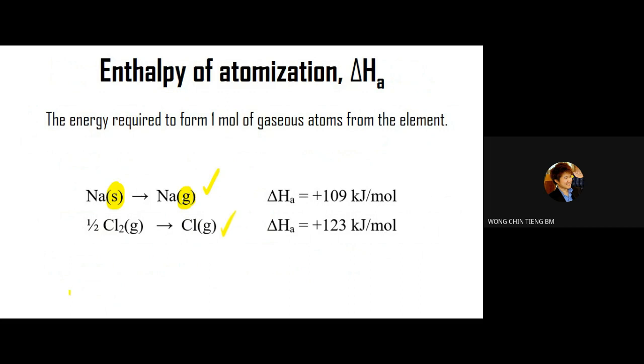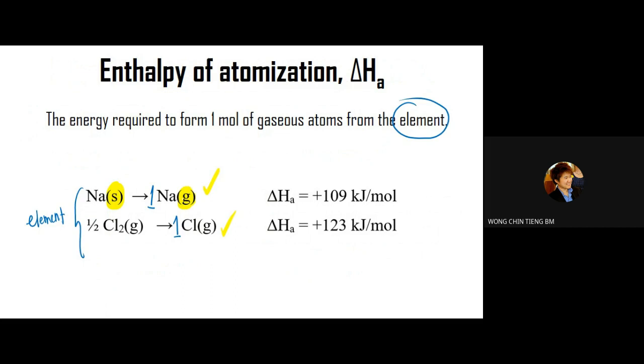For enthalpy of atomization, looking at your definition, it is the energy required to form one mole of gaseous atoms from the element. Everyone here is an element, the most stable ones earlier. I want one mole, and look at the sentence: one mole falls on what? Yes, one mole falls on the product.